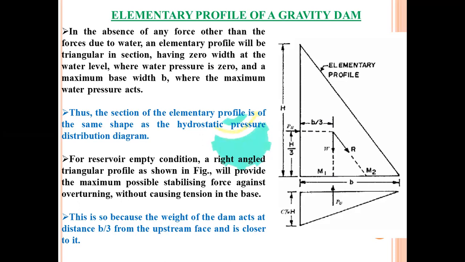We know that all forces act towards the earth due to gravitational force. So the dam weight also acts vertically downwards and passes through the one third distance from the upstream side.